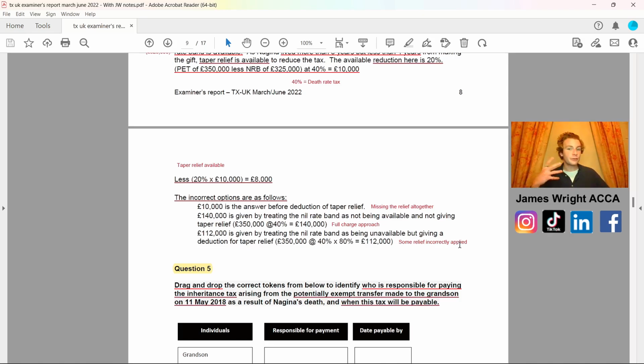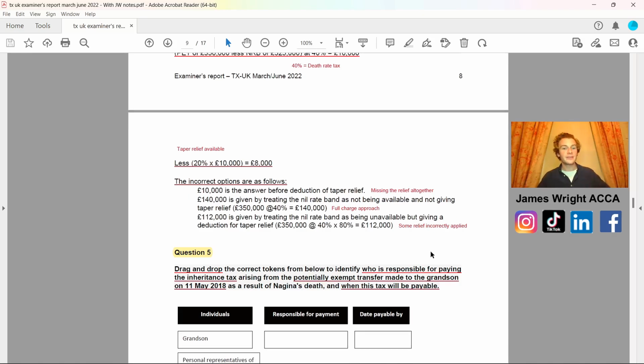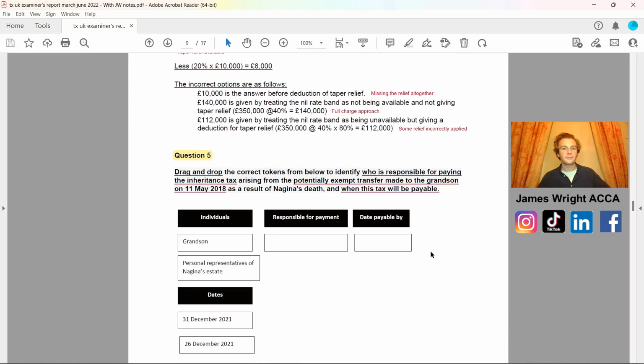So just be careful with your workings, but just go through it one by one, understand what period of time, how much taper relief can be applied, and how many years back from when the actual death happened and when the amount was transferred.